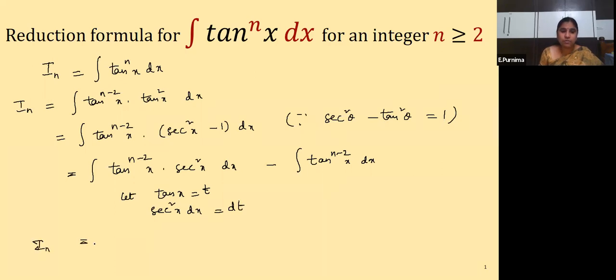I n is equal to integral of t to the power of n minus 2, since tan to the power of n minus 2 is nothing but t to the power of n minus 2, into dt. Okay, minus tan to the power of n minus 2 integral, we can write as I n minus 2, because I n is tan power n, which means tan power n minus 2 becomes I n minus 2.